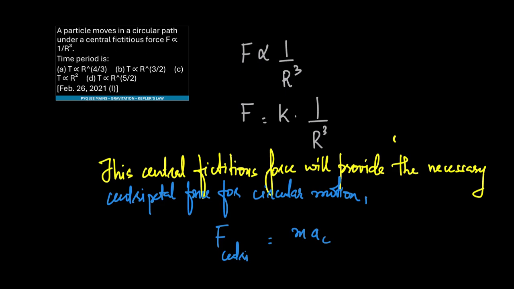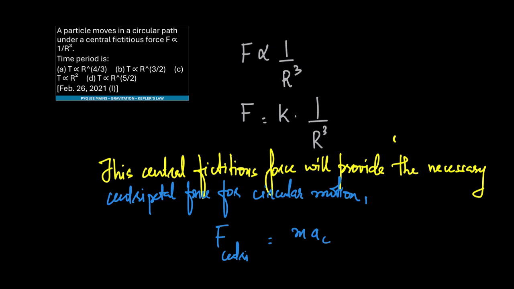A particle moves in a circular path under a central fictitious force. F is proportional to 1 upon r cube. The time period is... So we've been given that F is proportional to 1 upon r cube, which is F is equal to K into 1 by r cube, replacing this proportionality with the proportionality constant K.